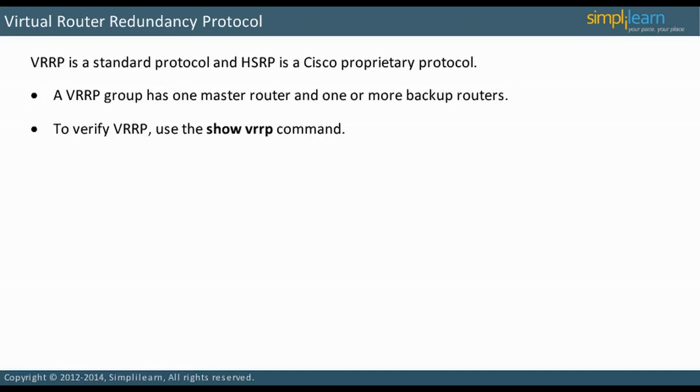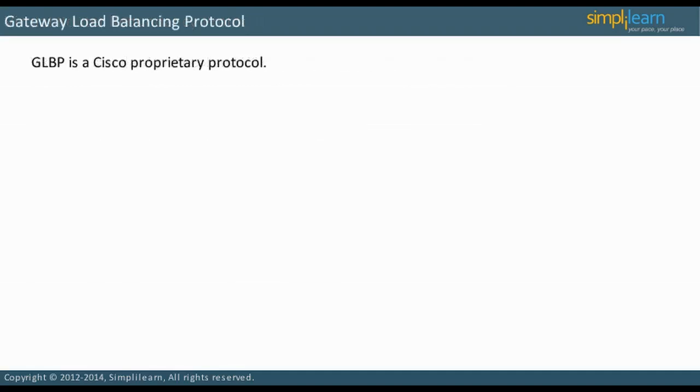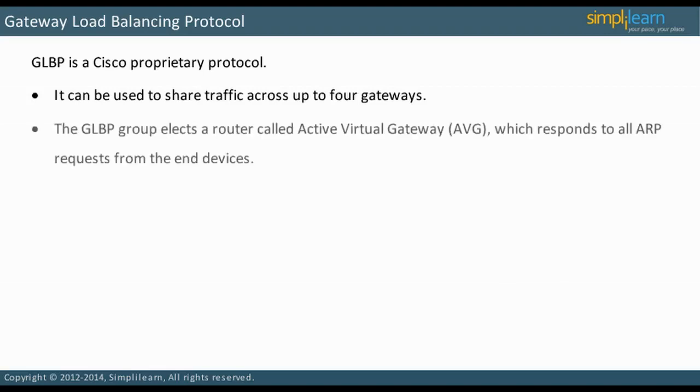In the next slide, let us discuss Gateway Load Balancing Protocol. Gateway Load Balancing Protocol, GLBP, is a Cisco proprietary protocol. HSRP and VRRP provide a backup default gateway. However, it would be better if the backup could share the default gateway traffic, even when there is no failover. This is load balancing. GLBP can be used to share traffic across up to 4 gateways.